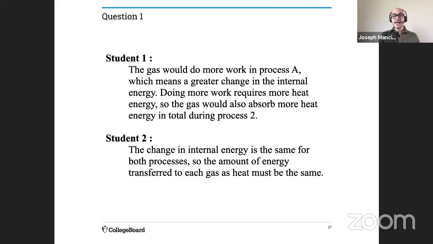For process A, there's more heat energy added to the gas because process A does more work, and the gases have the same internal energy at the beginning as they do at the end. So any work done, either in process A or process B, is fueled by the addition of heat.